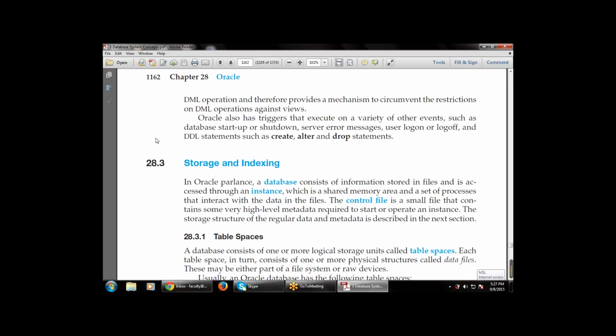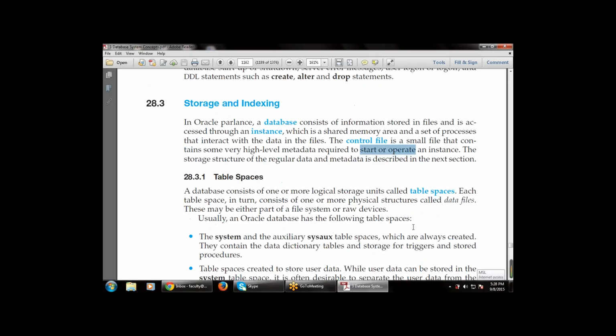In Oracle, a database consists of the information that is stored in files and is accessed through an instance, which is a shared memory area and a set of processes that interact with the data in the files. The database server is a collection of the various information stored in files, in accordance with the various instances available with the data files. The control file is a small file that contains high level data that is required to operate an instance. That is storage.